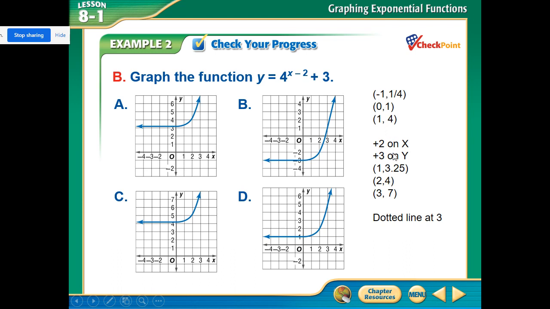So -1 + 2 is 1, and +3 with 1/4 is 3.25. And then +2 and +3 gives me 2, 4, and then 3, 7. Dotted line at 3. So we have a dotted line at 3. This one's -3. This one's at 4. This one's at 1. We actually already know our answers here. But again, just kind of checking: 1, 3 1/4, yep. 2, 4, yes, 3, and that goes to about 7.